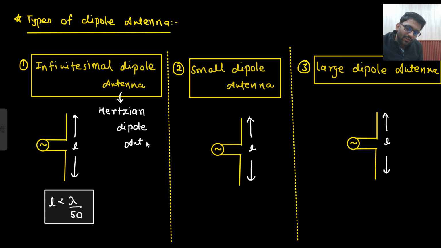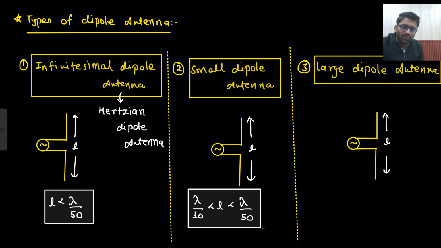Hertzian dipole antenna. So in the next lecture we are going to study about this Hertzian dipole antenna only. When the length is less than lambda by 50, it is a Hertzian dipole. When the length is between lambda by 10 to lambda by 50, then it is known as small dipole antenna. And when the length is greater than lambda by 10, then it is known as large dipole antenna.